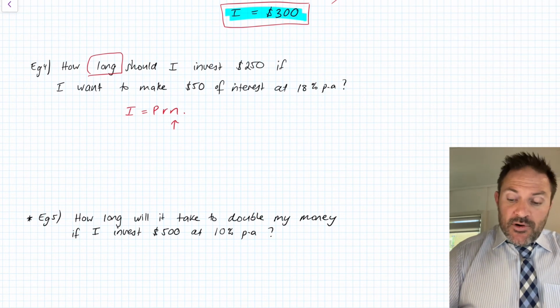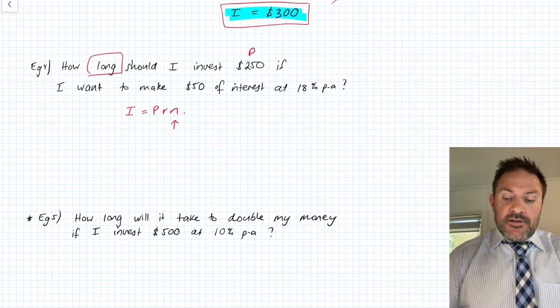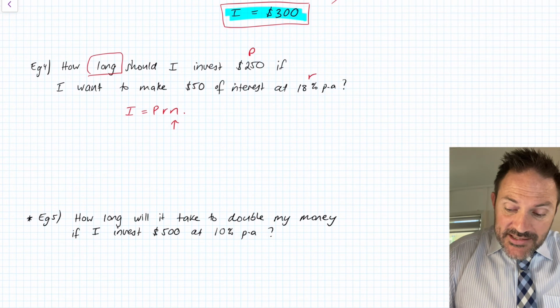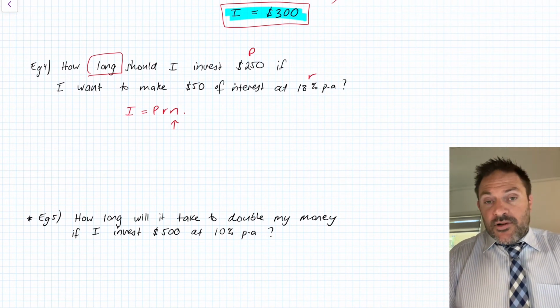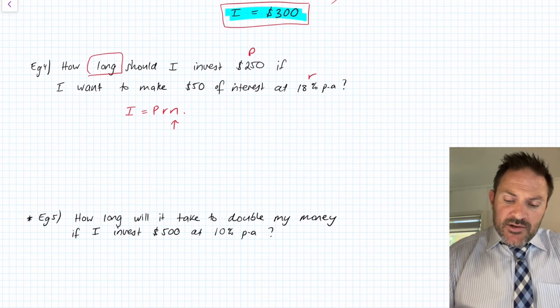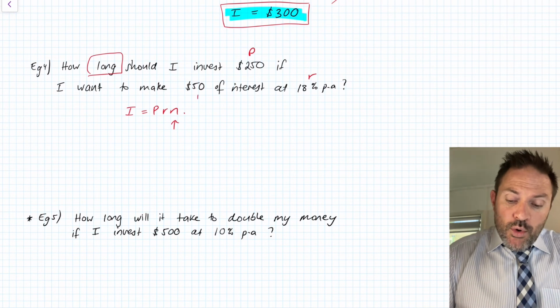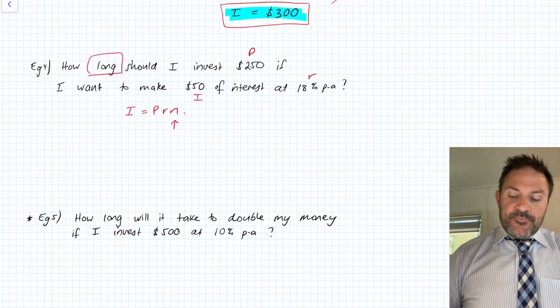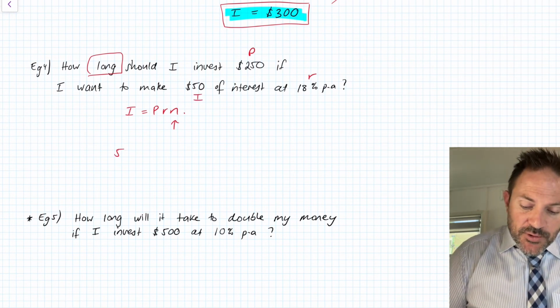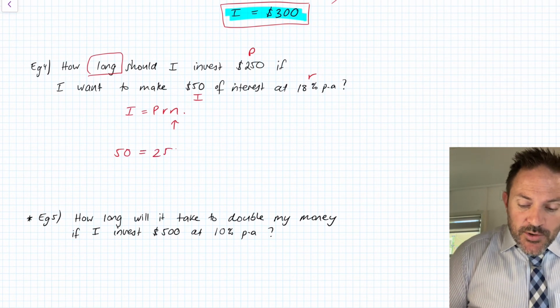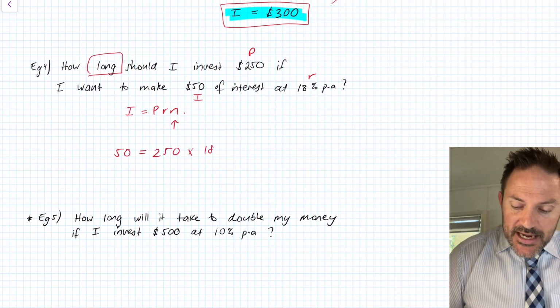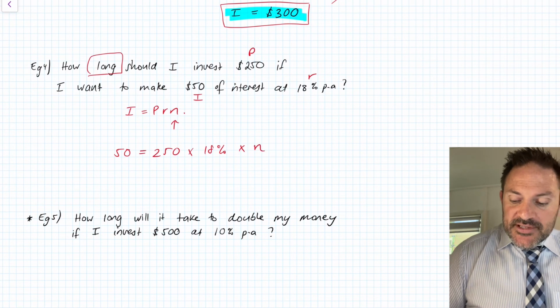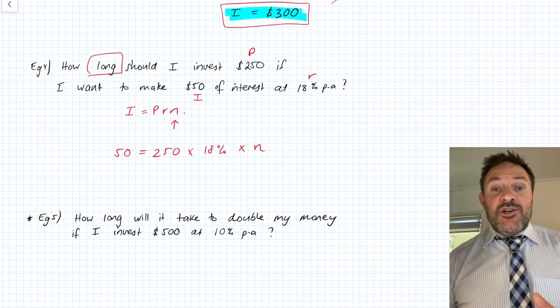Well, what's my principal? I'm investing $250. My interest rate, that's easy, it's 18%. We're looking for the N, so I don't have that. What does the other $50 mean? Well, that's the interest. So what I'm now going to do is put 50 equals 250 times 18% times N. And now it's just an algebraic equation.